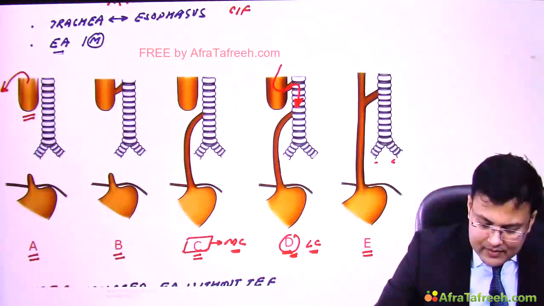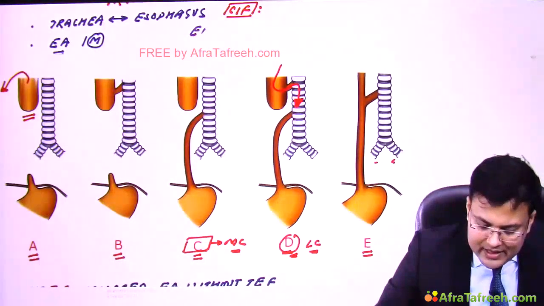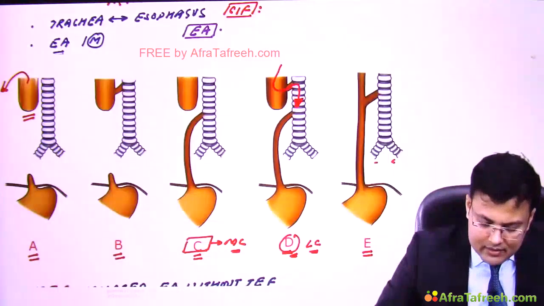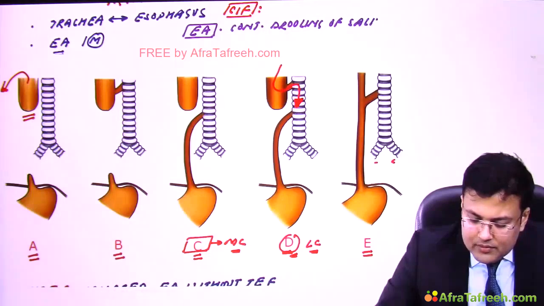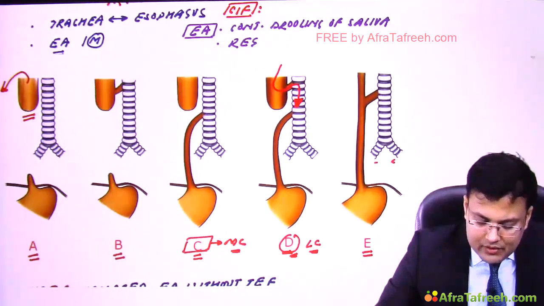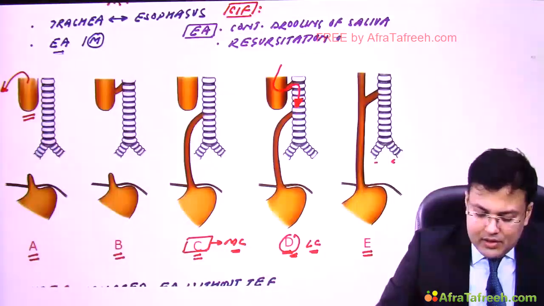Clinical features. So if patient is having esophageal atresia, in these cases, what happens? There is continuous drooling of saliva from mouth. Okay, and second, there is regurgitation of oral feed.